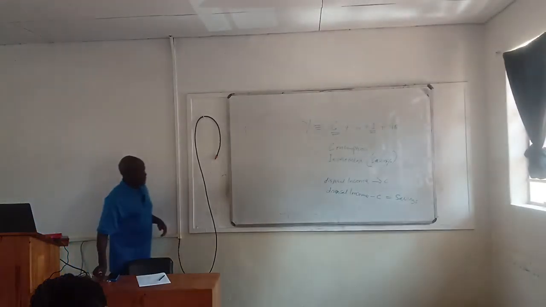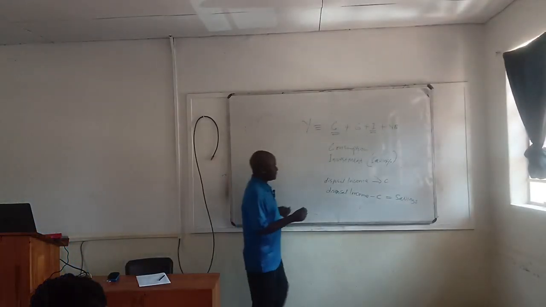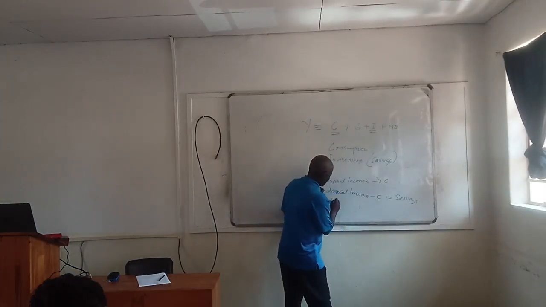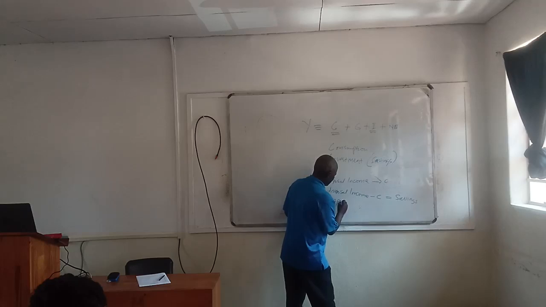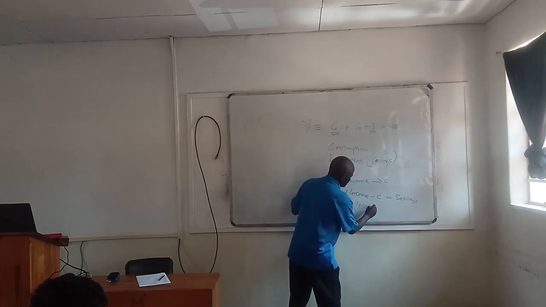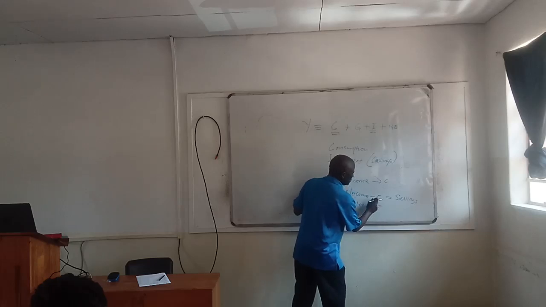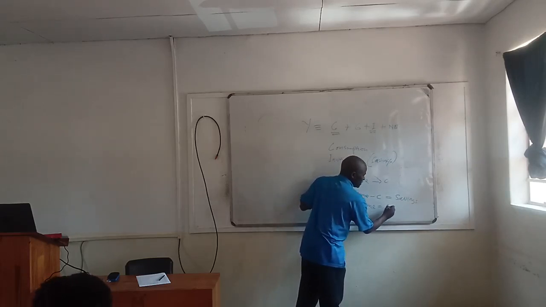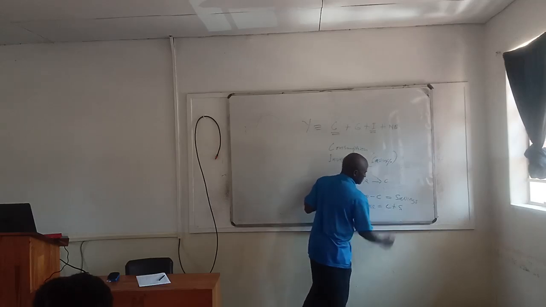So your disposable income will therefore equal to C. If we take C the other side, it becomes a price, right? Yeah, so it will be C plus savings.